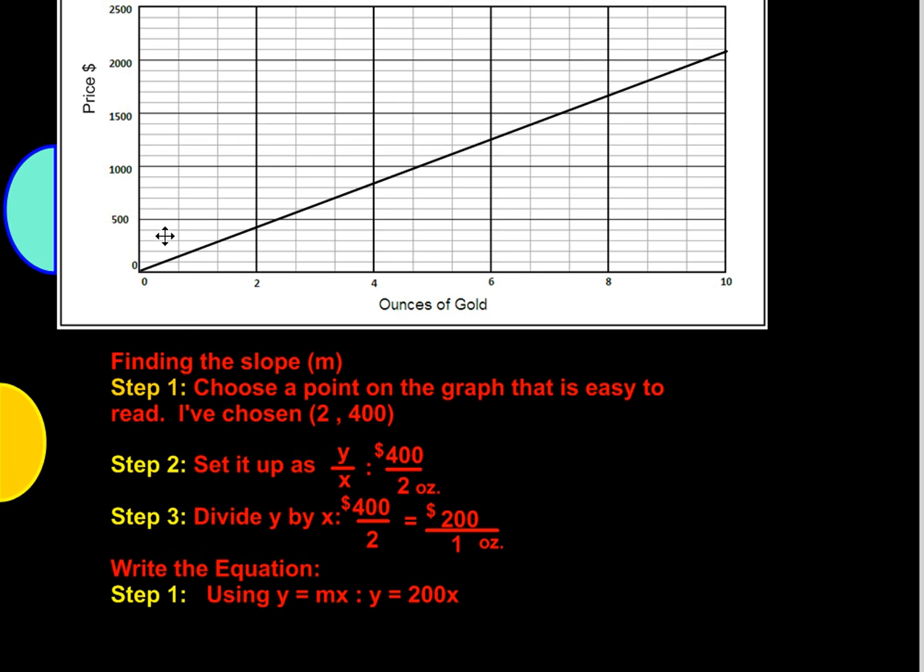The 400 is coming off the y-axis, so it goes on top. My 400 represents dollars. My 2 represents ounces. If I divide these out, I wind up with 200 over 1, or just 200. The 200 still being dollars, and the bottom number 1 still being ounces. So this is my slope. 200 basically is my slope. And I can put that into the equation, y equals mx, as y equals 200x.